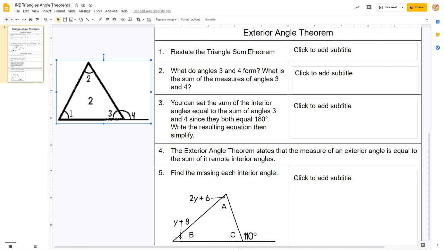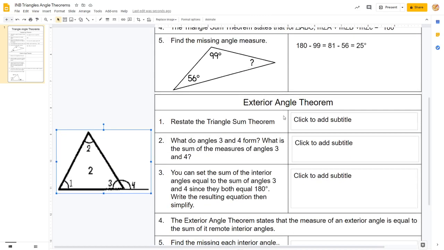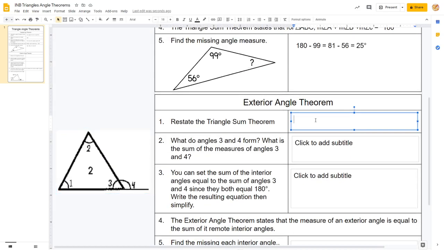So restate the triangle sum theorem. What we're going to do is reword what we learned from the first section. Basically, it's just that the angles of a triangle, any triangle, add up to 180 degrees. And I just copied and pasted that symbol in.